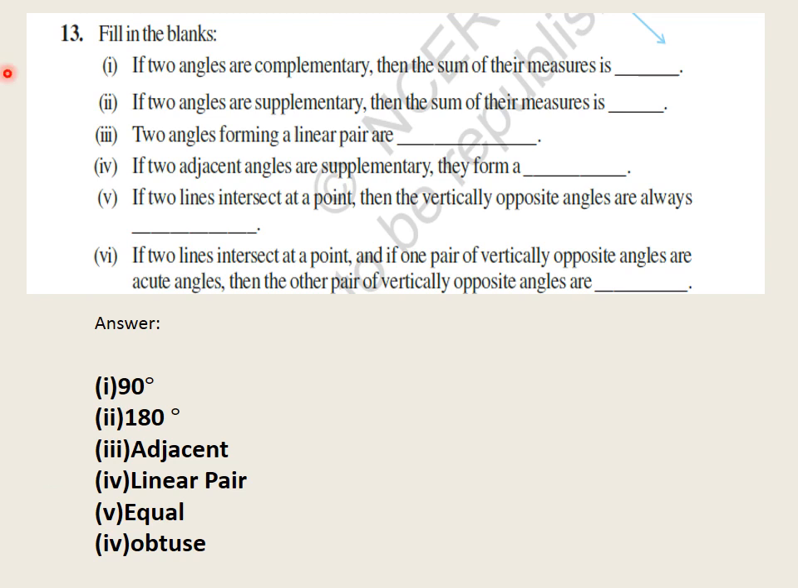Now let's go to the next problem. Fill in the blanks. You know all these points, but still we are revising it once again. If two angles are complementary, then the sum of their measures is 90 degrees. If two angles are supplementary, then the sum of their measures is 180 degrees. Two angles forming a linear pair are adjacent.